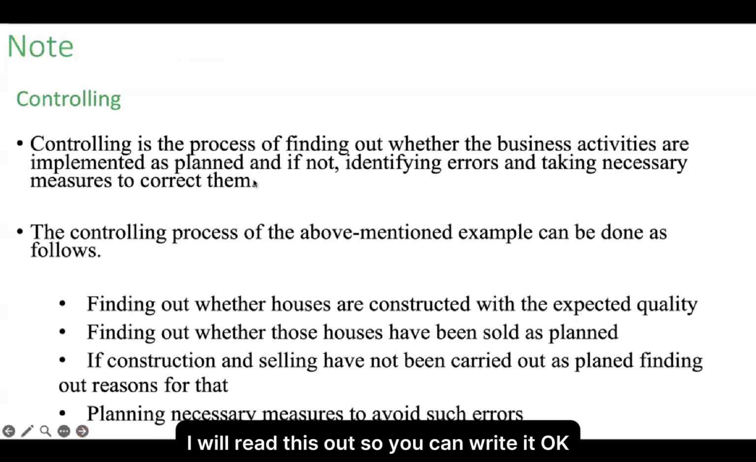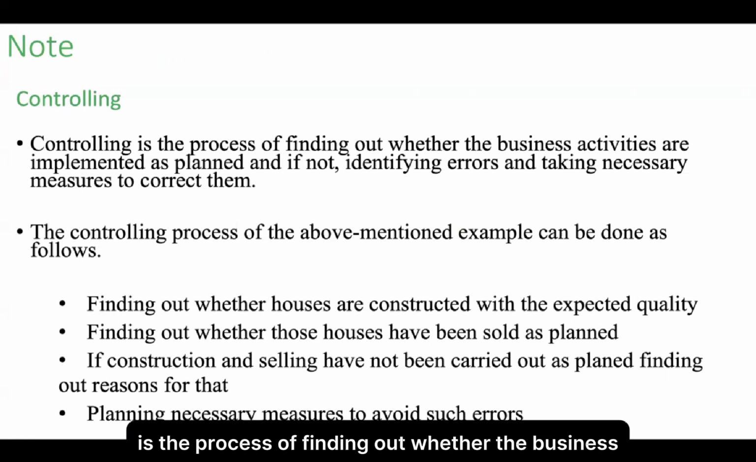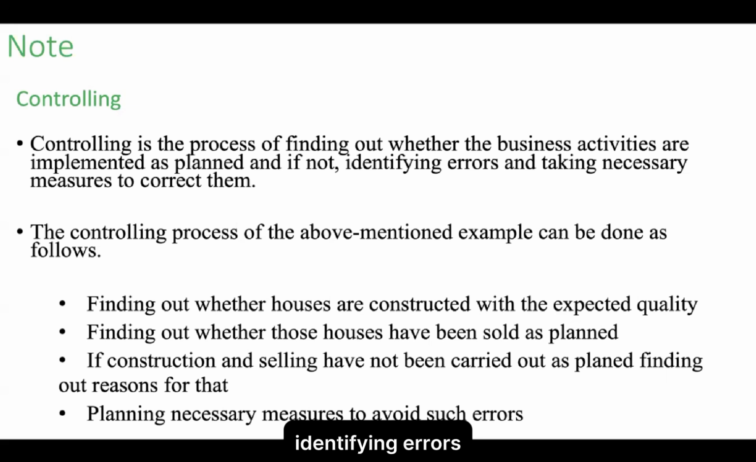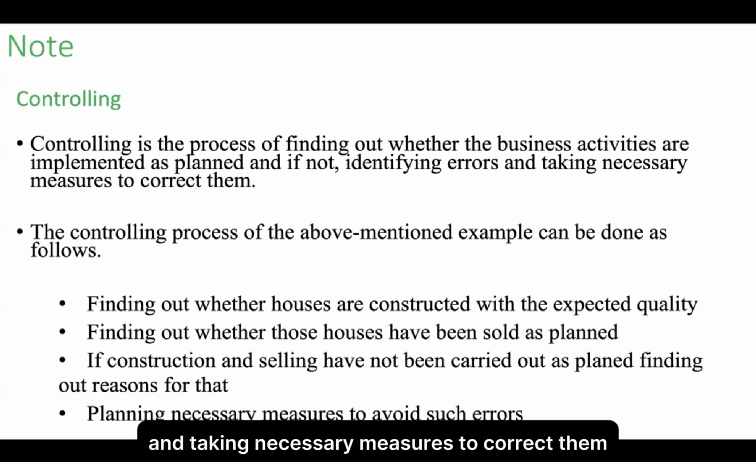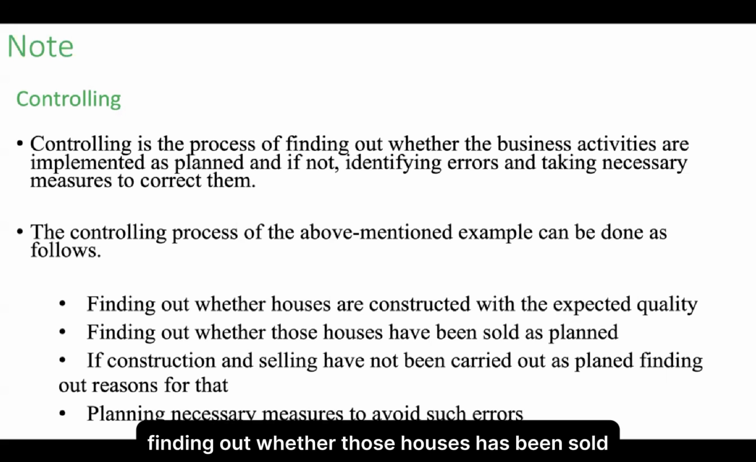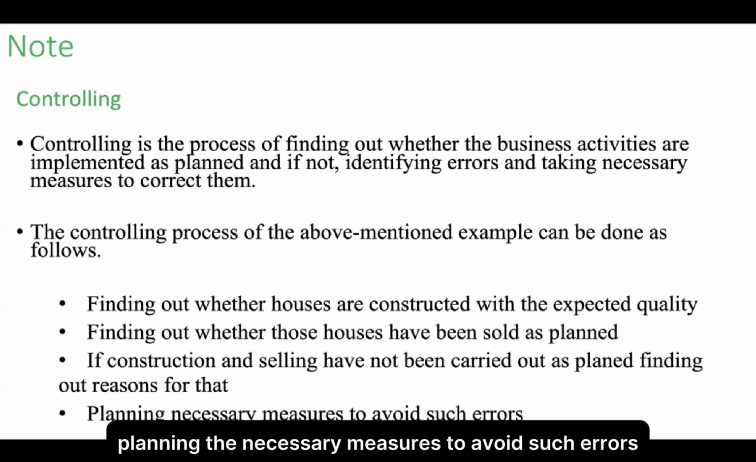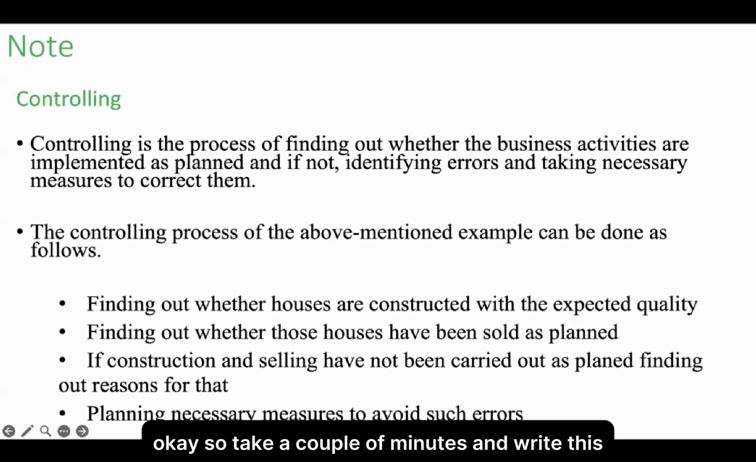I will read this out so you can write it. Controlling is the process of finding out whether the business activities are implemented as planned, and if not, identifying errors and taking necessary measures to correct them. The controlling process of the above mentioned example can be done as follows: finding out whether houses are constructed with the expected quality, finding out whether those houses have been sold as planned, and if construction and selling have not been carried out as planned, finding out the reasons for that, and then planning the necessary measures to avoid such errors. Take a couple of minutes and write this, and with that we have finished the lesson.